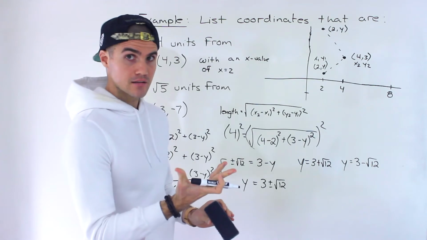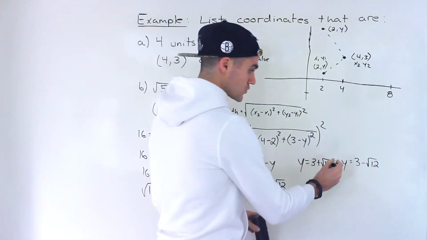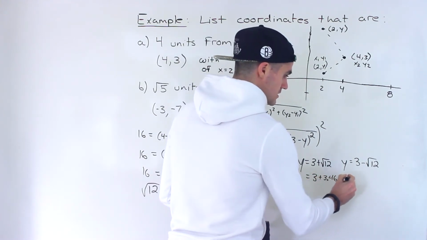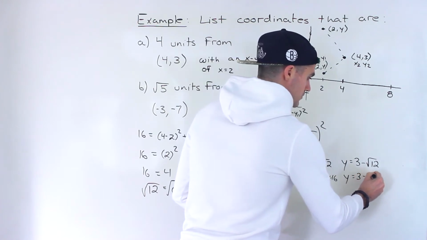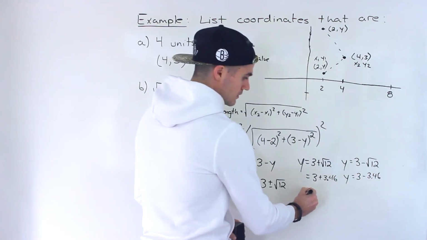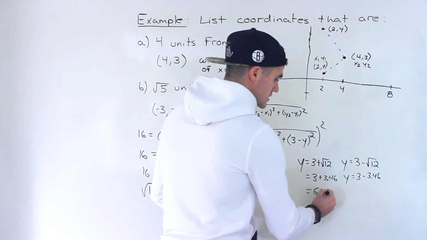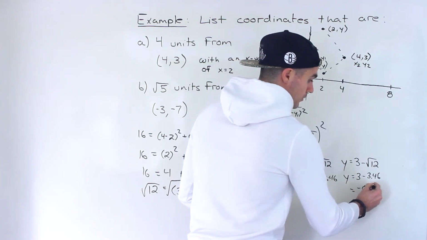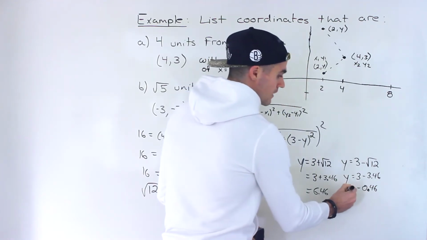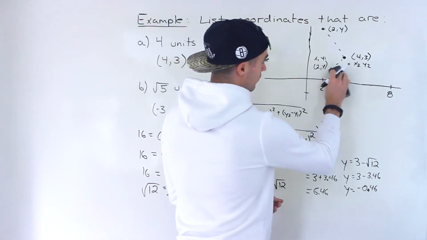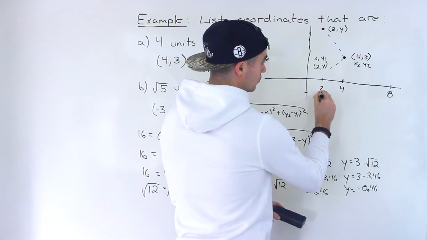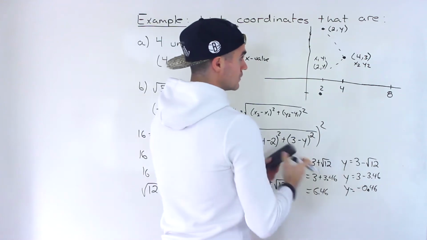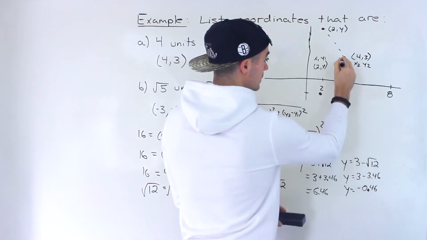Now, if you wanted to get the actual decimal value, so the square root of 12, if you round that to 2 decimal places, that would be approximately 3.46. So then you'd have 3 minus 3.46. And then from here, you just add these, you'd get 6.46. And then here you'd subtract these, 3 minus 3.46, so you'd get negative 0.46, like that. So notice that this y value is actually negative. So this point should actually be below the x-axis, right? It's going to have a negative y value. So this point would be here.